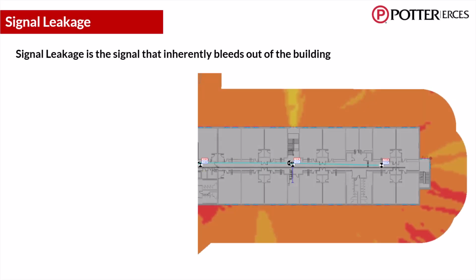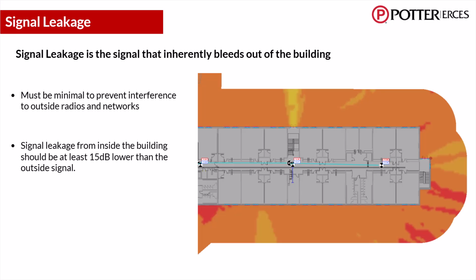When you install an ERCES, there is some signal that inherently bleeds out of the building. This is called signal leakage and should be minimal to prevent interfering with the signal provided by the donor site outside the building. The signal leakage from inside the building should be at least 15 decibels lower than the outside signal. To help achieve this reduction in signal leakage, consider installing antennas away from doorways and skylights.